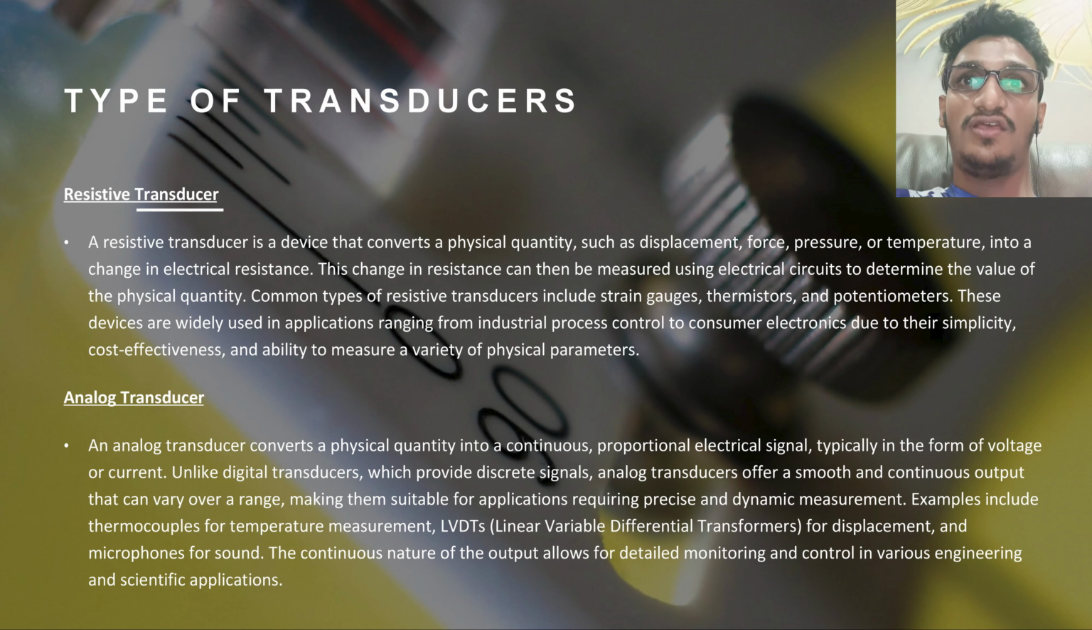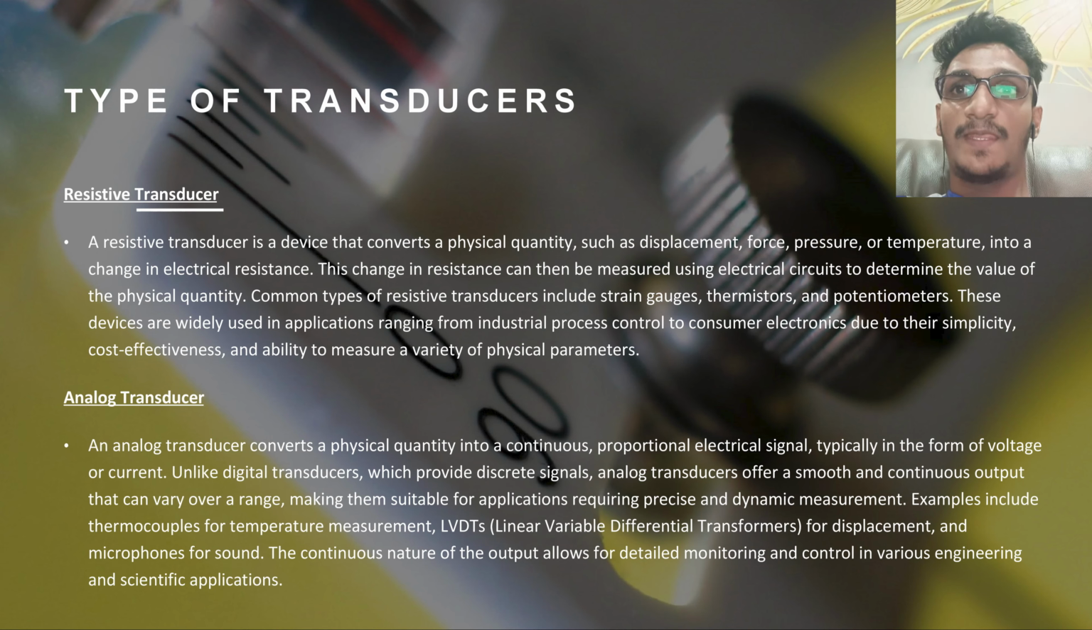Next, we have analog transducers. These convert physical quantities into continuous proportional electric signals, usually in the form of voltage or current. Unlike digital transducers, analog transducers provide a smooth and continuous output, making them ideal for applications requiring precise and dynamic measurements.